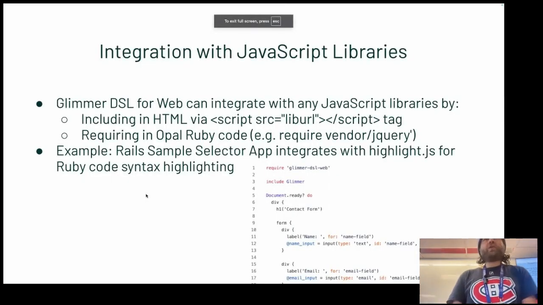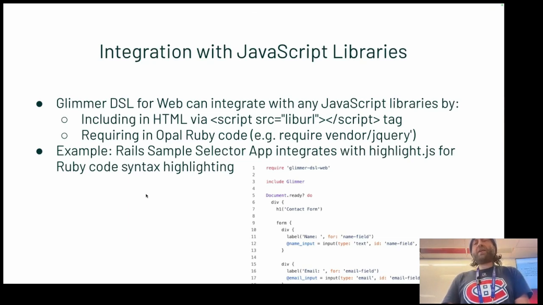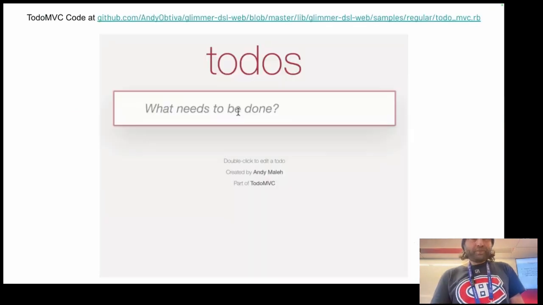This is kind of similar to the previous talk on Elixir and its integration with Erlang libraries. Here, we use Opal Ruby, and you can integrate with any available JavaScript library. So you have access to the entire JavaScript ecosystem from Ruby, which is great.